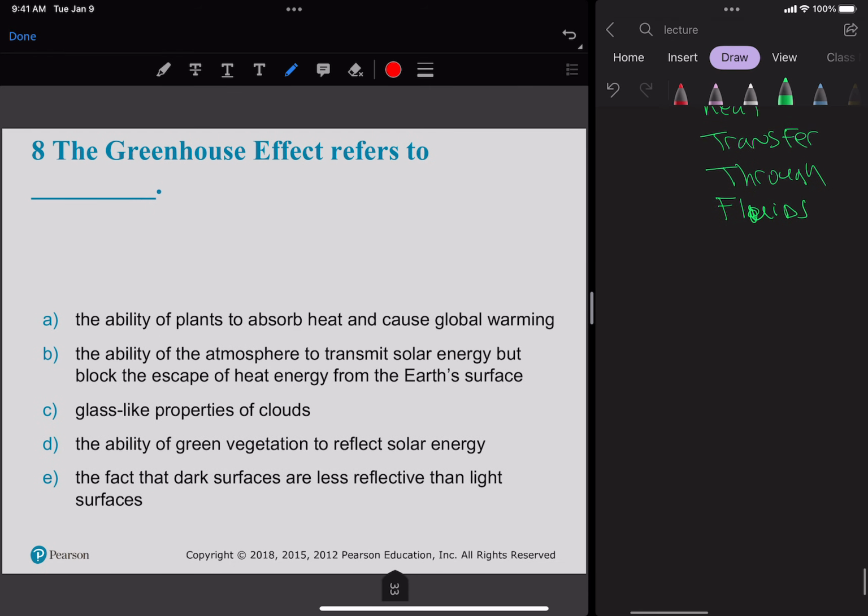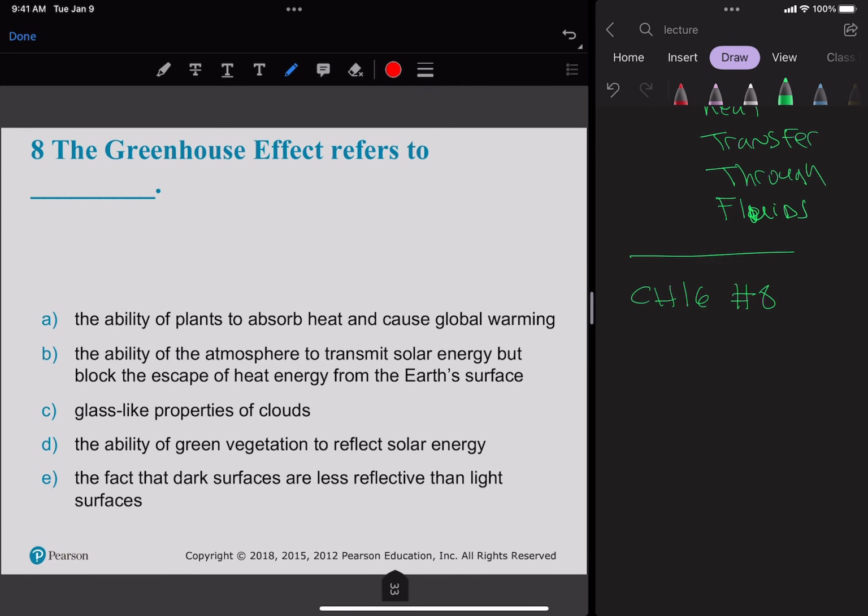Next question. Chapter 16, number 8. What is the greenhouse effect?